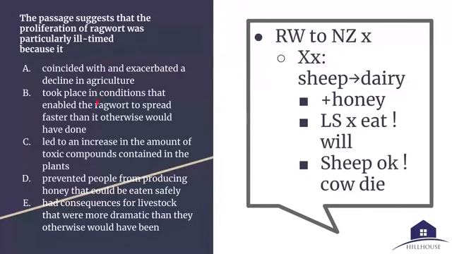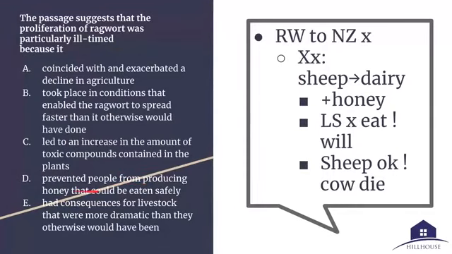Did it take place in conditions that let the ragwort spread faster? So they did talk about it spreading, but nothing about the conditions that made that happen. Did it increase the amount of toxic compounds contained in the plants? So this is true. However, it doesn't directly answer the question. That isn't what made it ill-timed. So be careful. Make sure that you're checking these answers also to see that they answer the question and not that they're just in the passage.